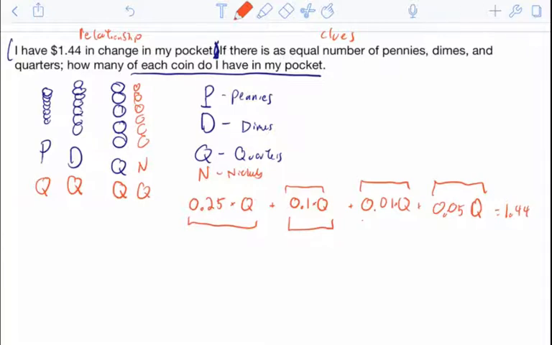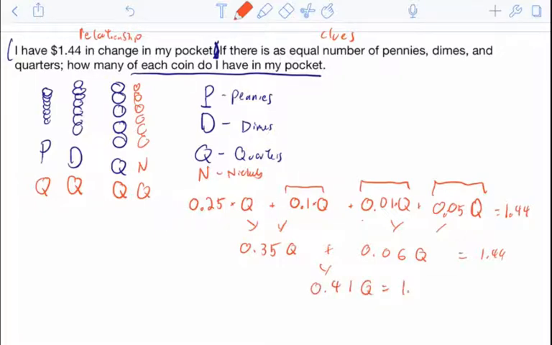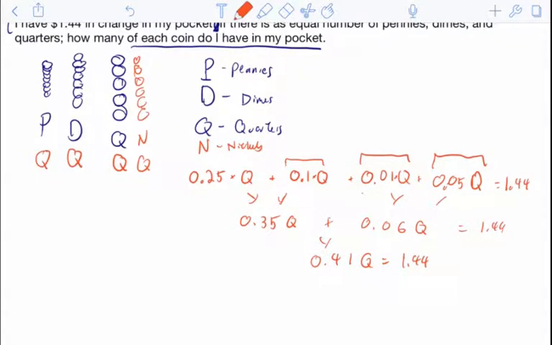Well, this is a polynomial involving the variable q, so I just solve it like any polynomial. The next step is to simplify it. Let me combine these two together: it's 0.35 times q. And these two together are 0.06 times q. If you add those together, you get 1.44. Combine these two together, and you get 0.41q equal to 1.44. I'm going to divide both sides by 0.41.